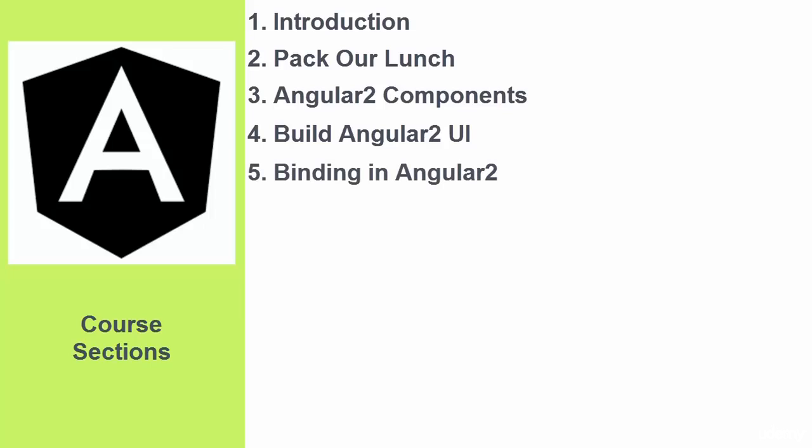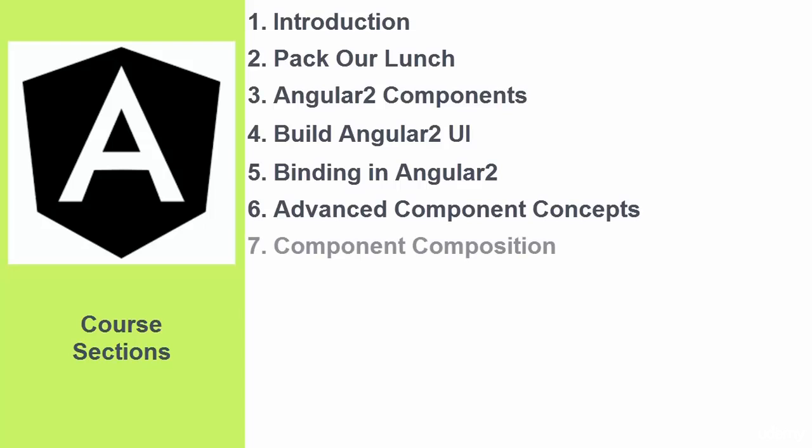The fifth section is called Binding in Angular 2, and we'll learn to use Angular 2's property binding to set HTML element properties in the DOM. The sixth is Advanced Component Concepts, where we'll learn several ways to improve upon our components. The seventh section is Component Composition, where we'll discuss how to build components designed to be nested within other components, and then have those components talk to one another.